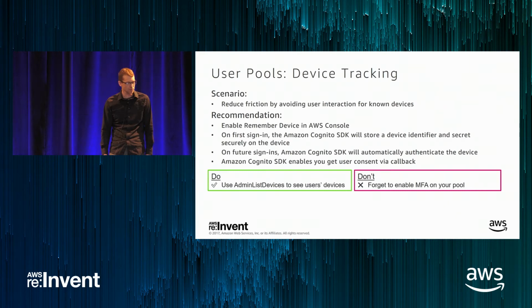So with do's and don'ts, as an admin, if you want to go ahead and see what devices a user has used to sign in, you can use our admin list devices API. And don'ts, don't forget to enable MFA on your pool. The functionality is somewhat limited if you turn on device tracking without MFA, because all you'll get to do is see what devices a user is signed in with.